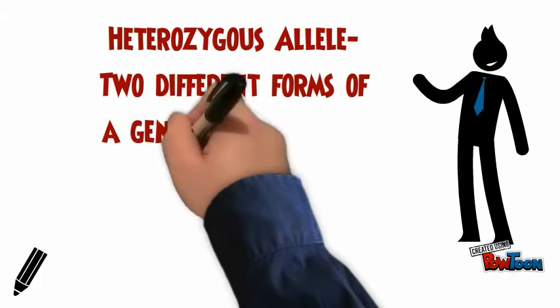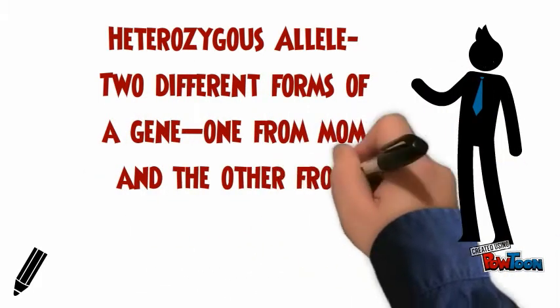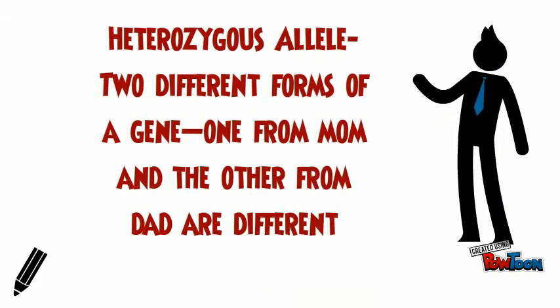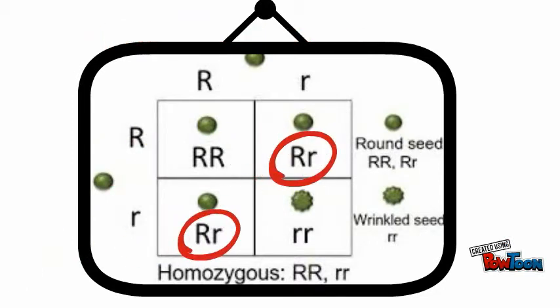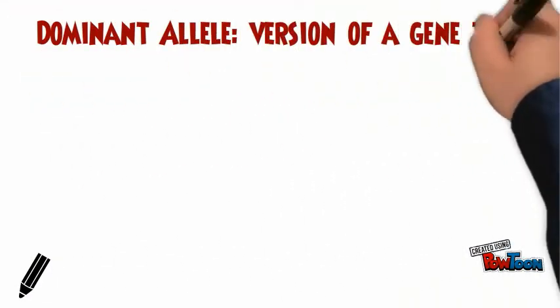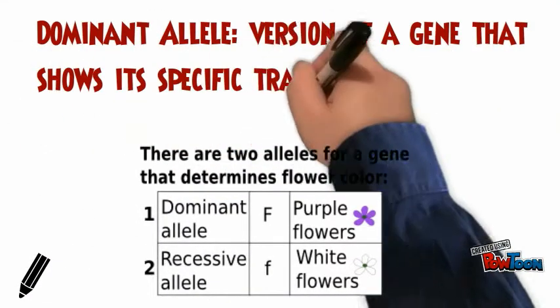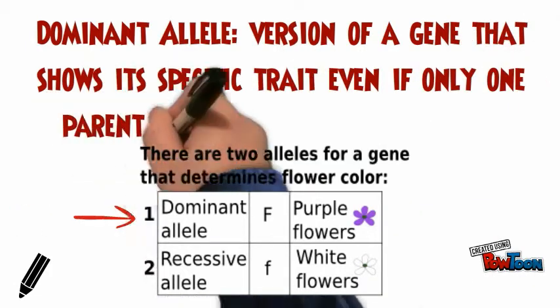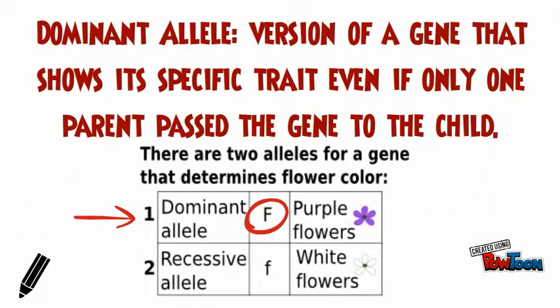Heterozygous alleles are when the genes are different. So you get one from mom, one from dad, and they're different. So this picture shows capital R, lowercase r, capital R, lowercase r. Those are heterozygous. A dominant allele is the version of the gene that shows its trait even if there's only one gene in that kid.